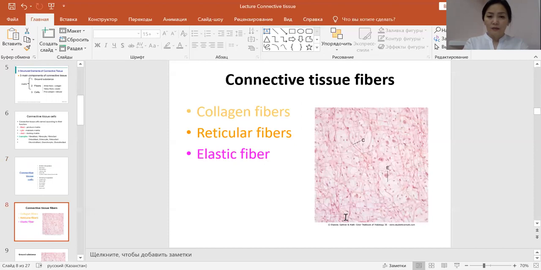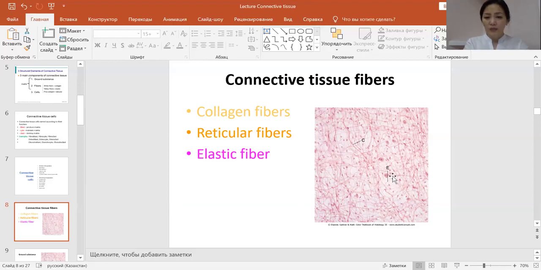And we said that the matrix of connective tissue consists of fibers and the ground substance. The fibers are divided into collagen fibers, reticular fibers, and elastic fibers. For example, here we can see loose connective tissue, which consists of thick collagen fibers, because the thickest type of fibers are collagen fibers, which are also divided into many types. For example, collagen fibers type one, two, three, and so on.